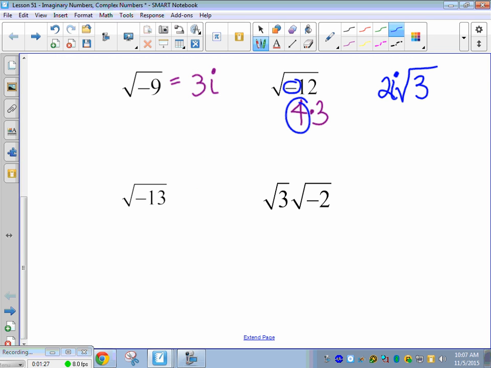For the square root of negative 13, this one does not simplify, but we can take the negative out, and that becomes an i square root of 13. Okay? So for this one, we have the square root of 3 times the square root of negative 2. So this negative comes out and is an i in the front. And then these can multiply together, and we have the square root of 6. It is not negative 6 because we took the i out, so it is a positive 6.